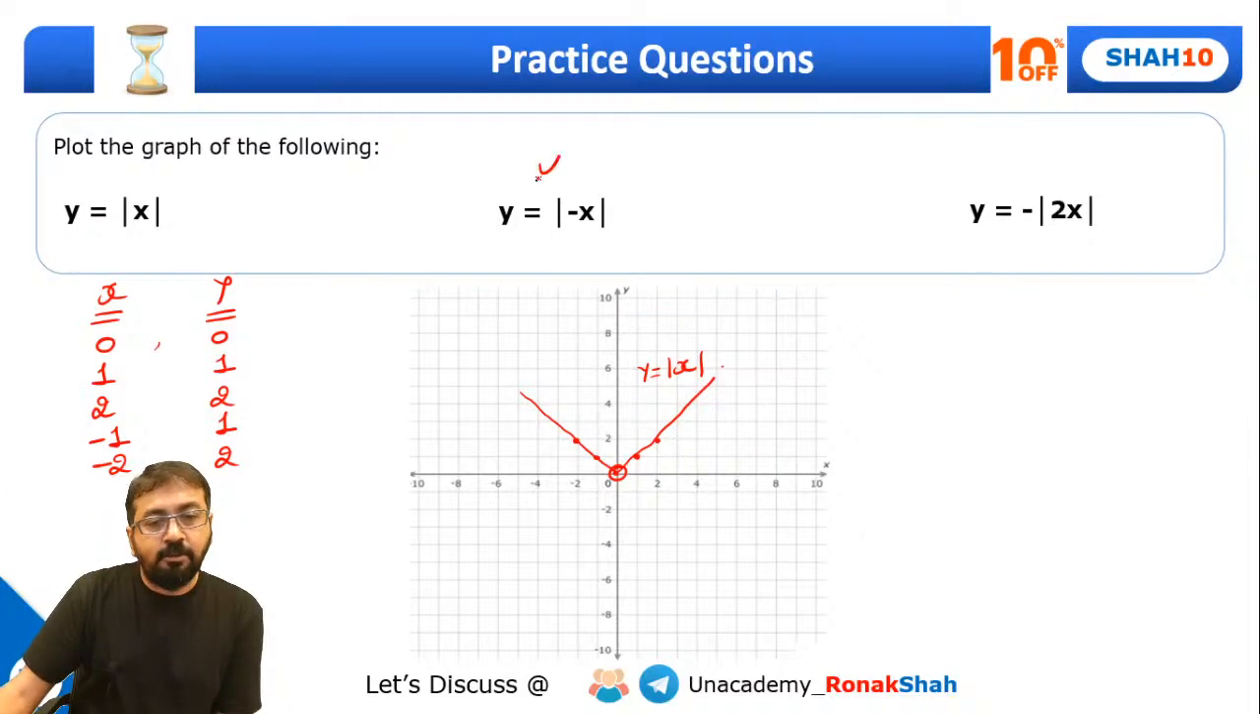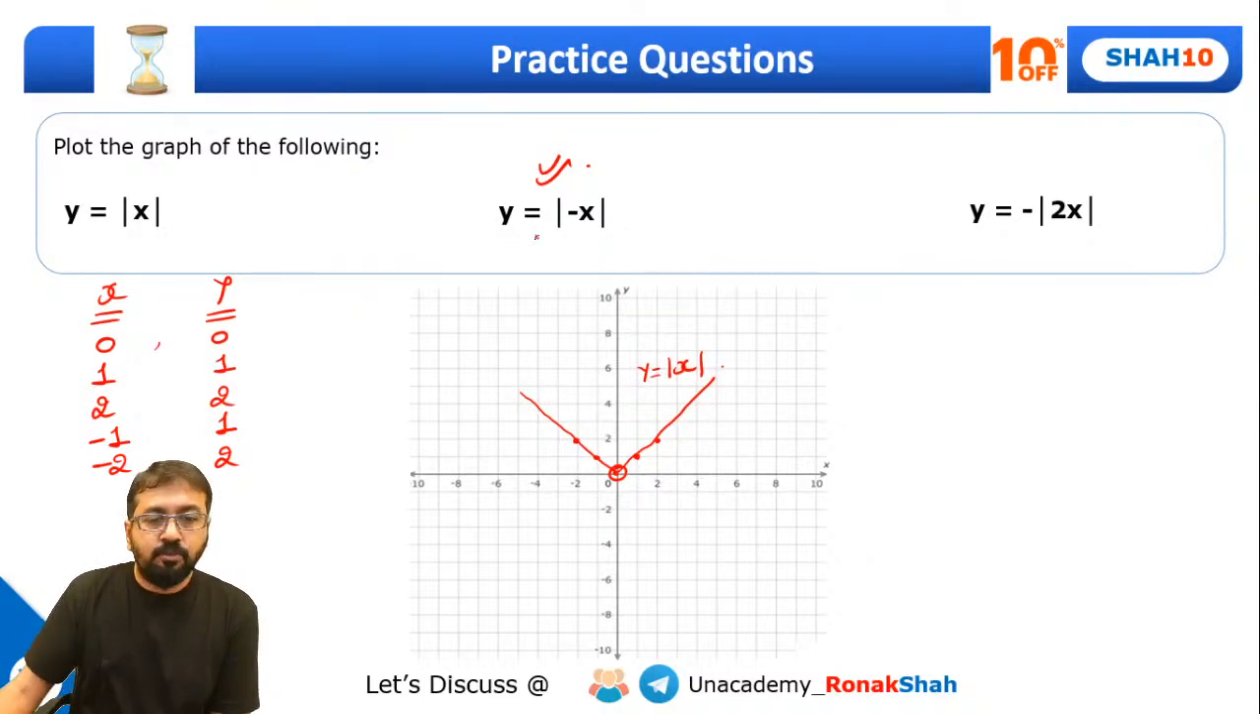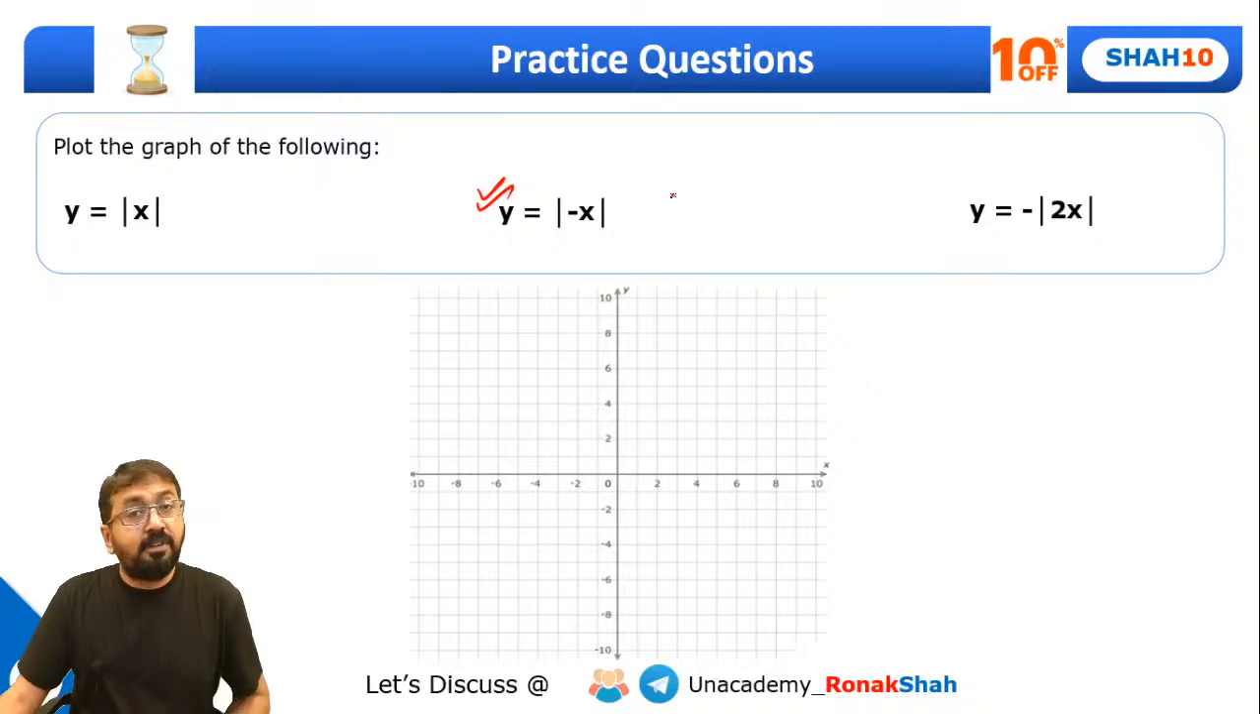So can you tell me what will be the graph of this one, guys? If you can just type in the comment section. Will it be a downward V or a different graph than y equal to mod of x? What will be the graph of the second one? See, we have drawn the graph of y equal to mod of x. Now we need to draw the graph for y equal to mod of minus x. Will it be the same or different? Can you quickly tell me?